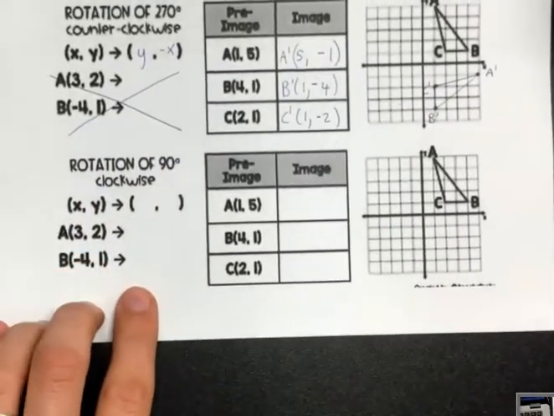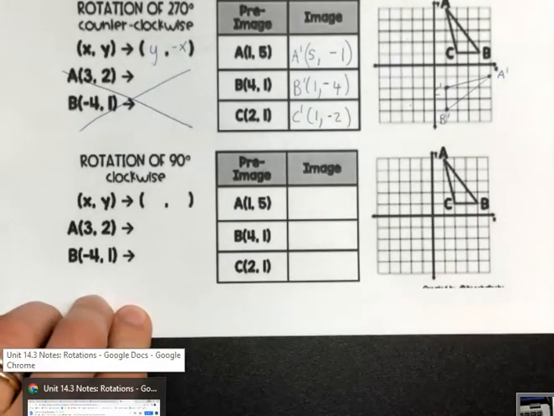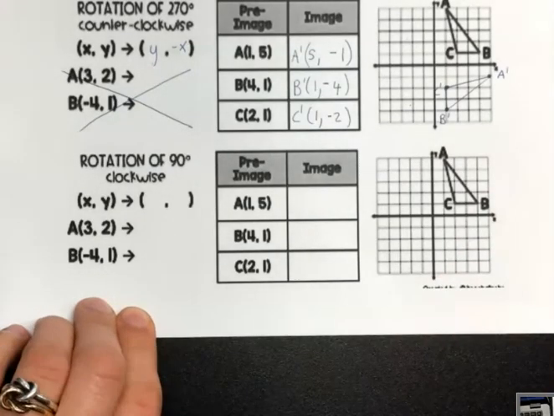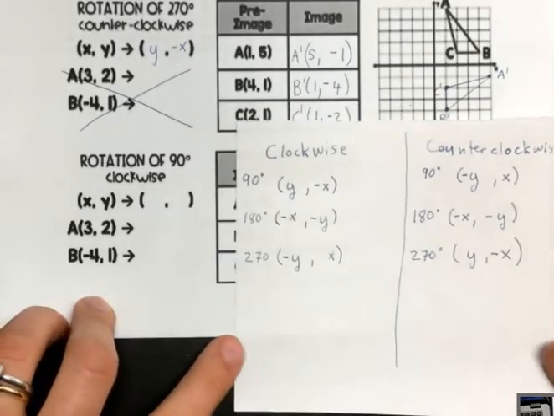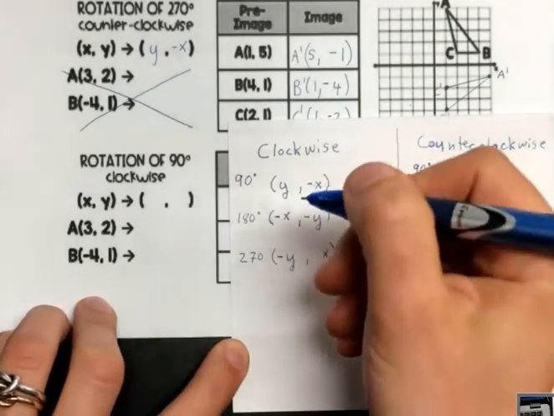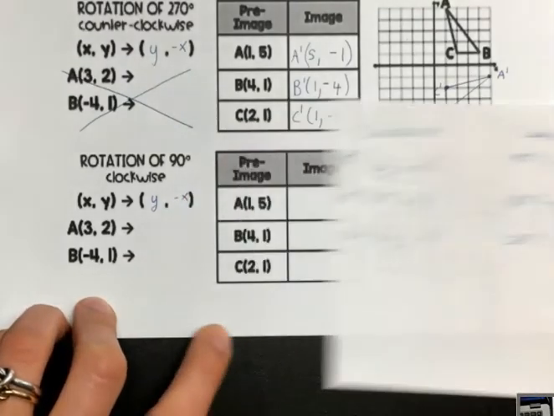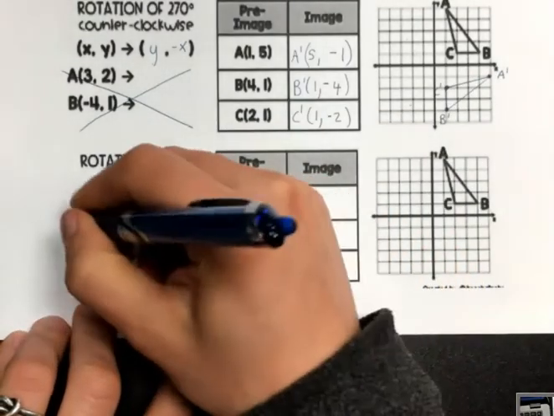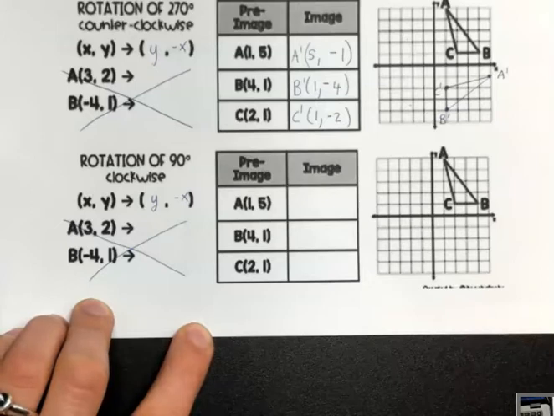Last one. Well, if you're in regs. If you're advanced, you have another one after this. But last problem. I take my cheat sheet, and we are going clockwise 90 degrees. Clockwise 90 degrees was y, negative x. I'm going to go ahead and cross out this because our notes are long enough as is. We don't need more practice.